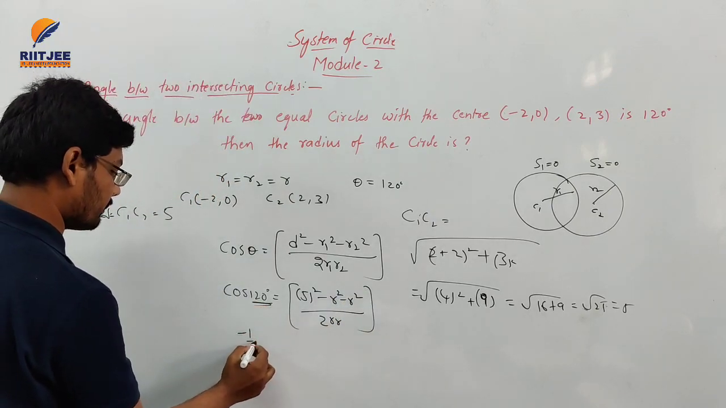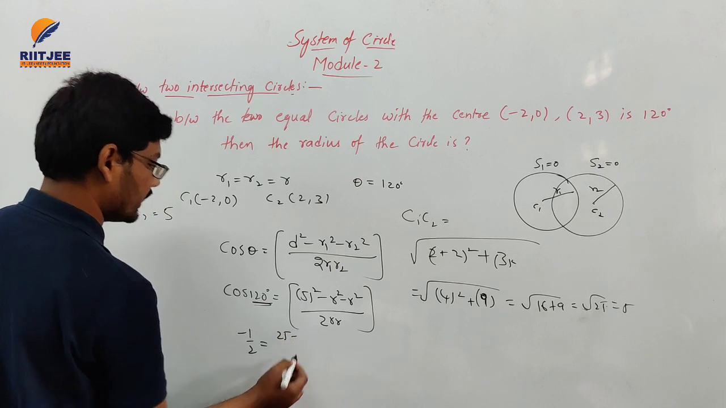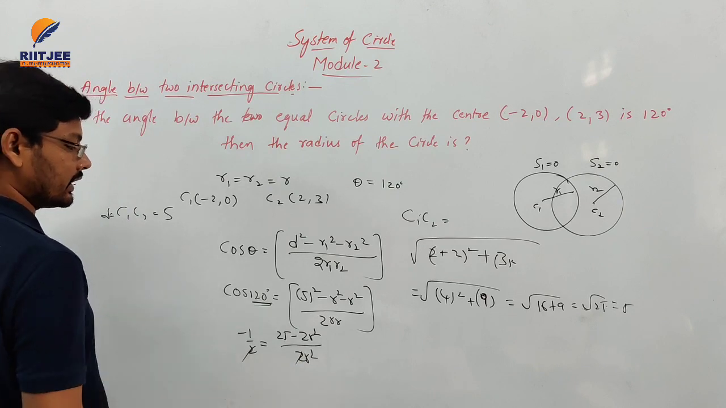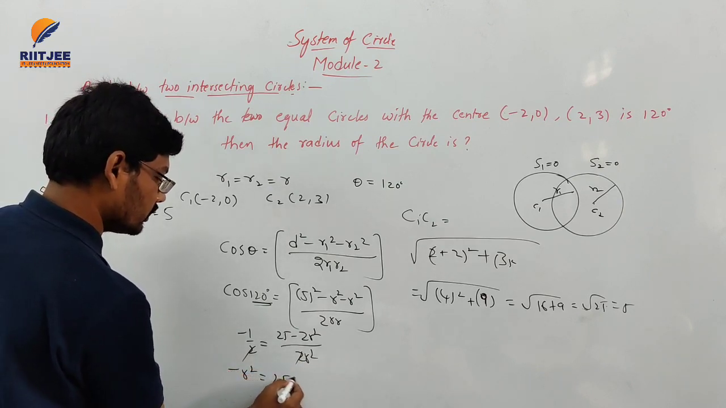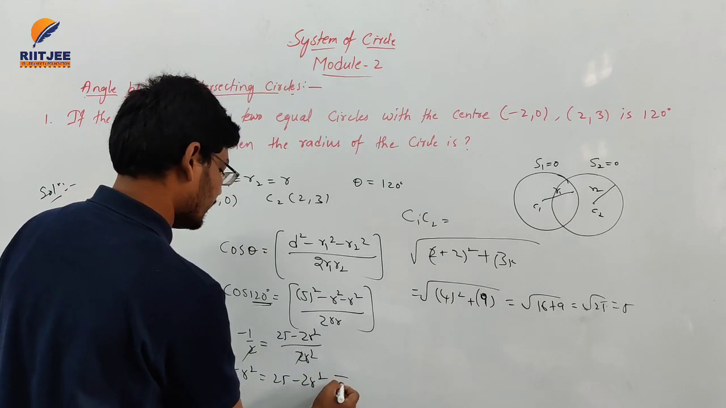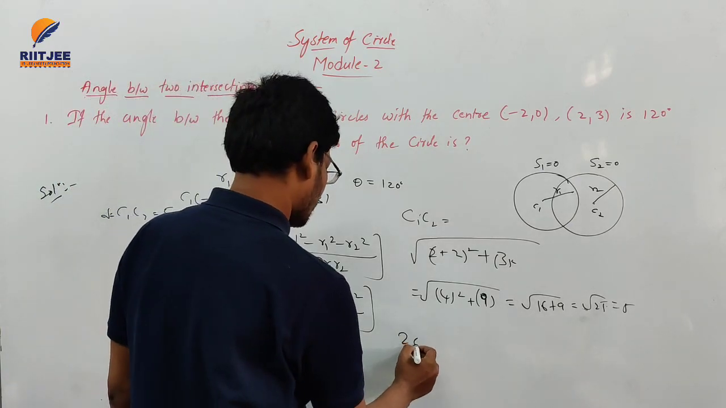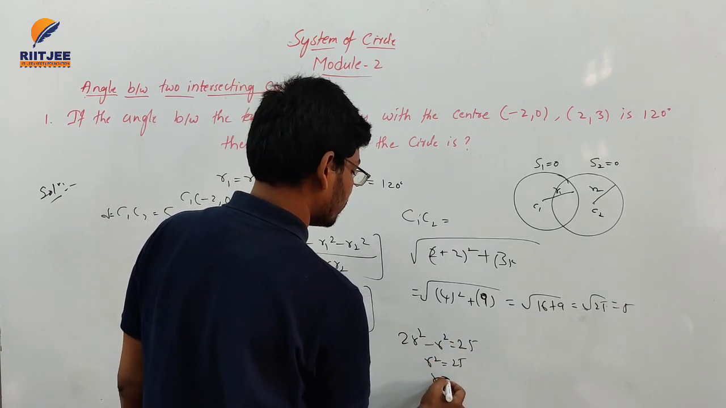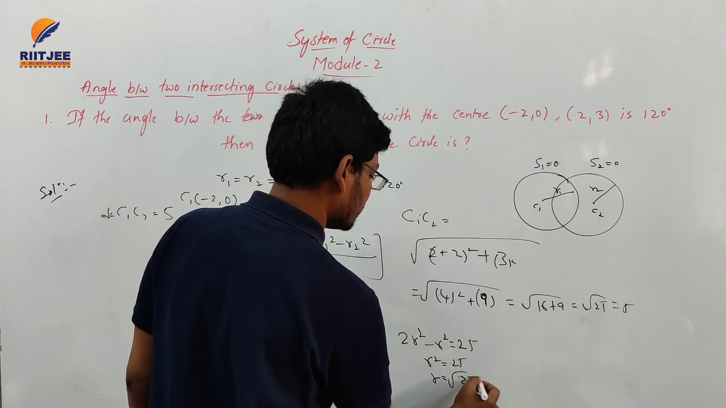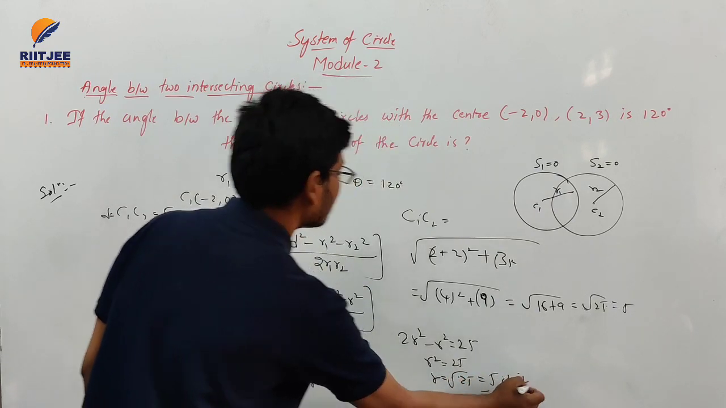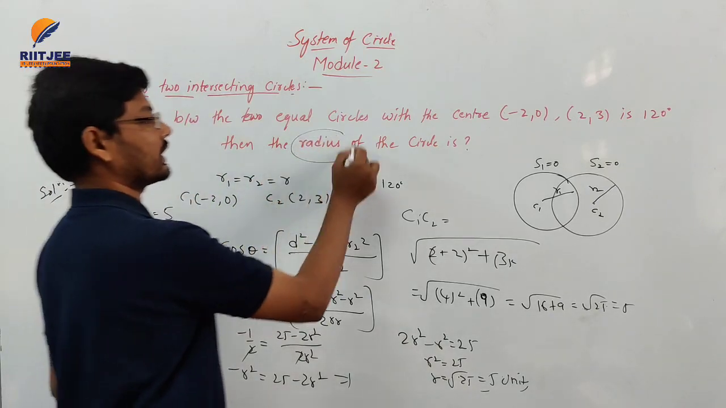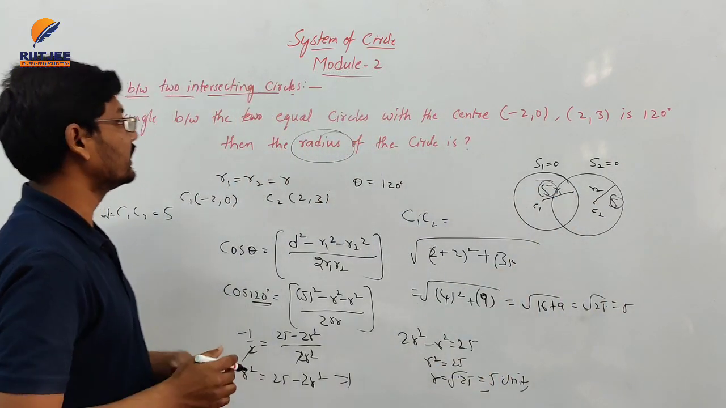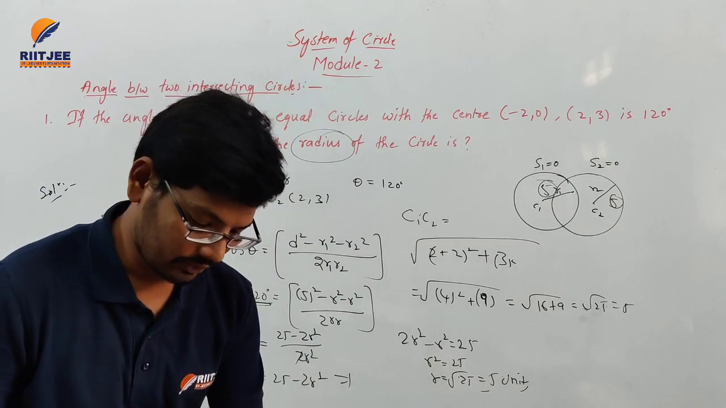Cos 120 degrees is minus 1 by 2, so minus 1 by 2 equals 25 minus 2 R square by 2 R square. The 2 cancels, so R square equals 25 minus 2 R square. Sending 2 R square to the right side, 2 R square minus R square equals 25, so R square equals 25 and R equals square root of 25, that is 5 units. Finally we got the radius: this circle is 5 and the other circle is also 5 units. This is the solution.